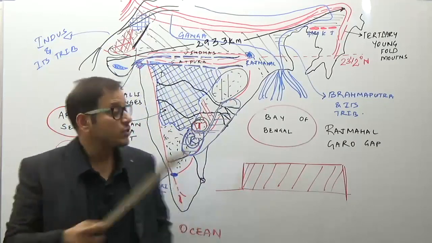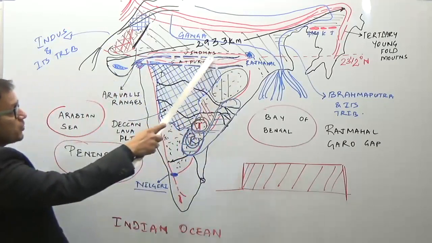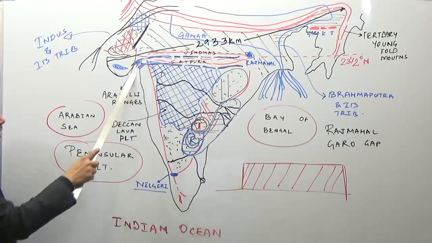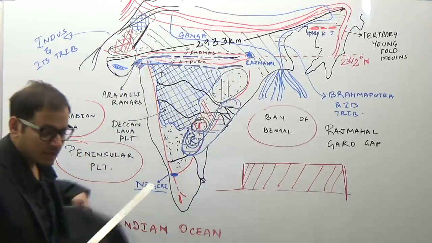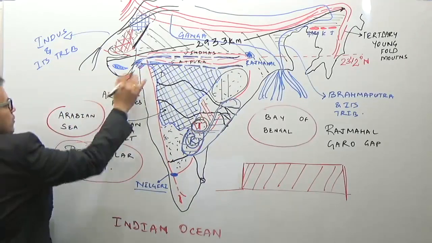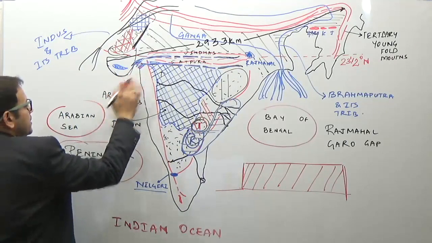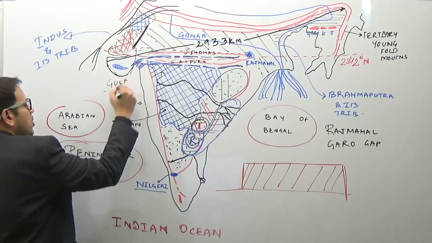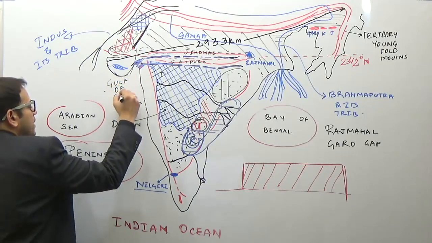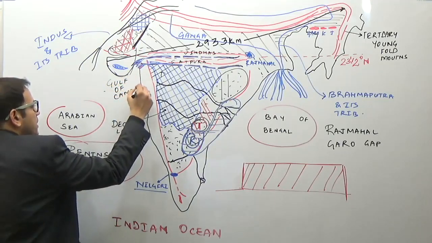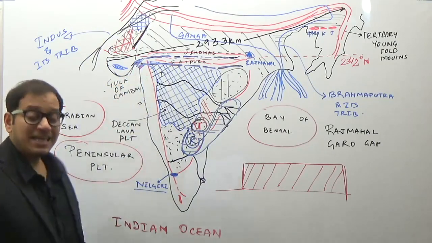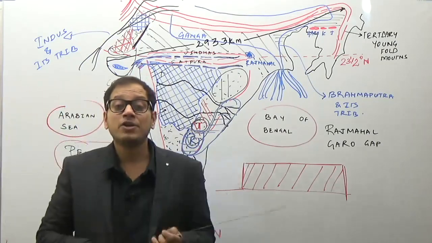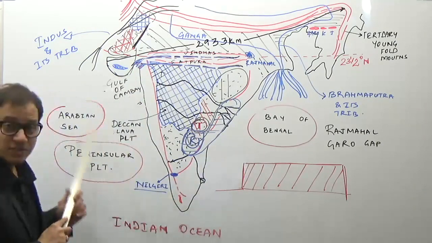This originates in the peninsular region, but you see how these rivers flow into the Gulf of Cambay region. So this is the Gulf of Cambay, which is a part of the Arabian Sea region. So these rivers flow into the Gulf of Khambat or Gulf of Cambay, which is part of the Arabian Sea region. So the Narmada and Tapi form part of the Arabian Sea drainage system.